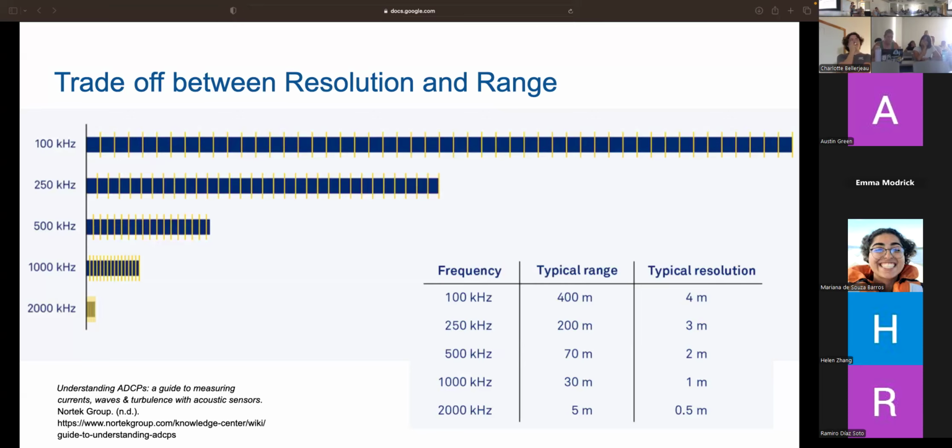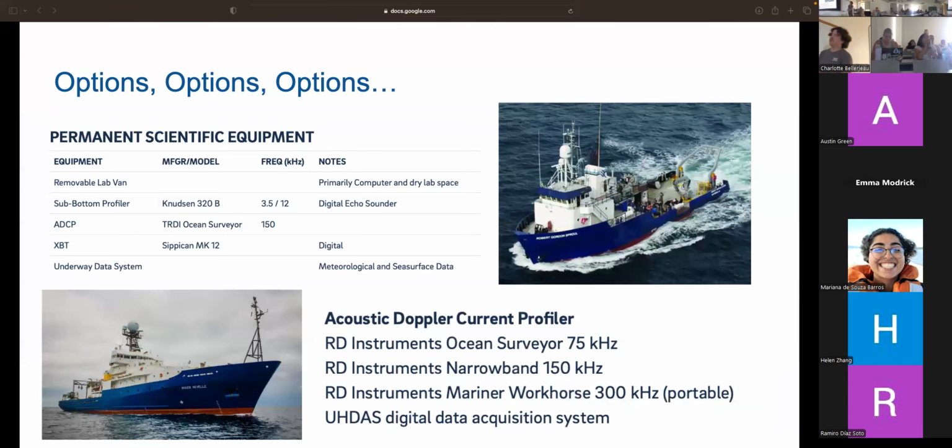Like Austin was saying, for ships typically there is a 75 kilohertz and a 150 kilohertz to get slightly deeper. On the ship that we're going on next week, there is a 150. Wow, look at that. What you're going to get to play around with. We also have a separate ADCP that we're bringing that is 300 kilohertz that you can also get to play with if you want.